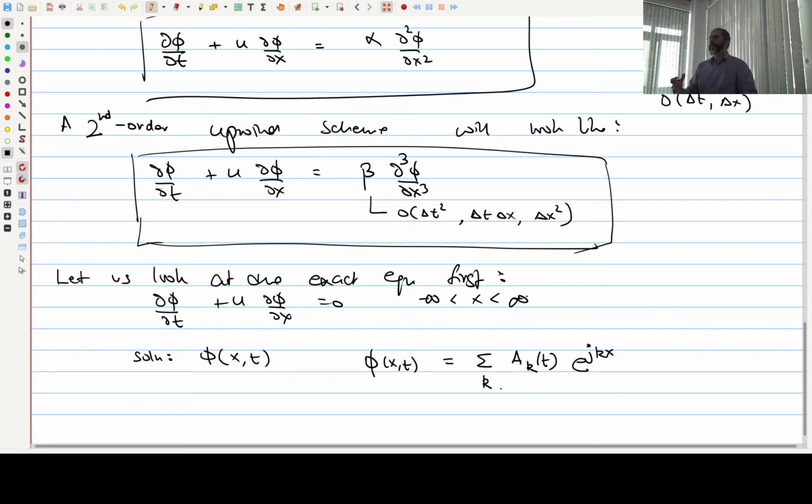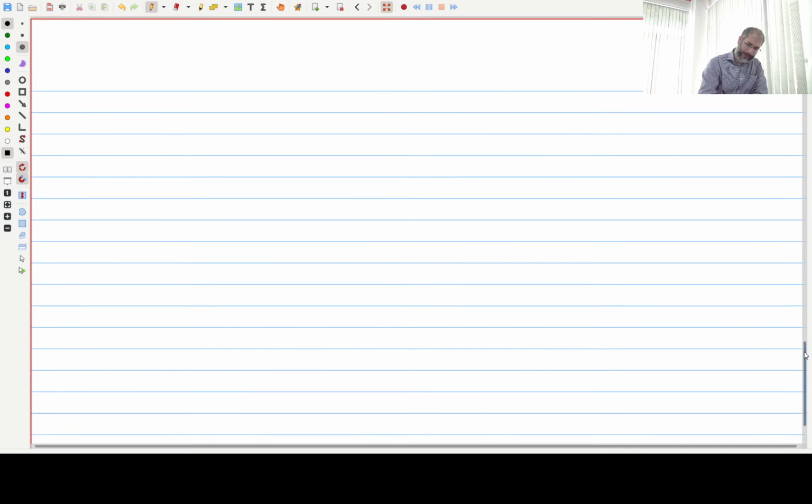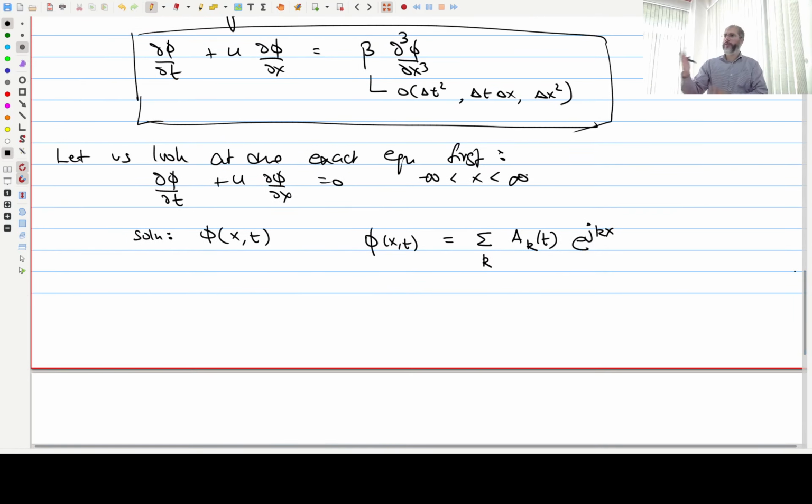So this is exactly how we did it for the error. In fact, for any mathematical function which is smooth enough, we can write phi as a function of x and t as a summation of these infinite waves. So let's substitute that into the equation. And in fact, let's consider only one Fourier mode. Because the different Fourier modes are independent of each other, we don't need to write the whole summation, it becomes a bit tedious.